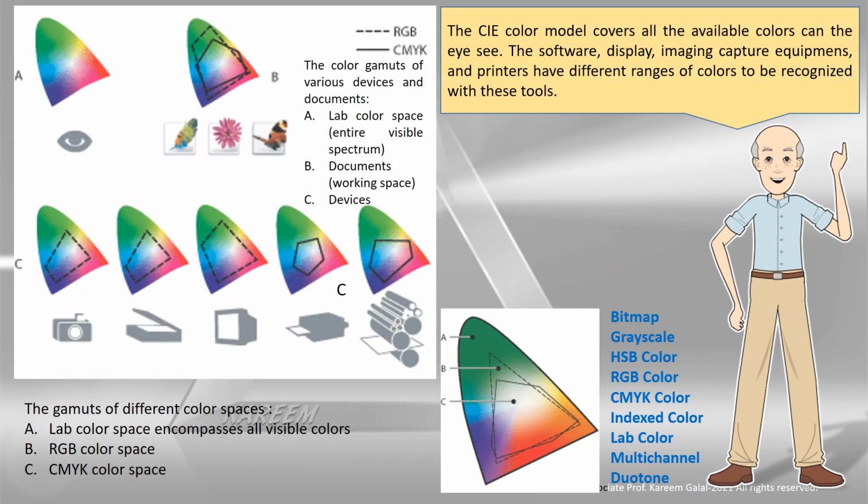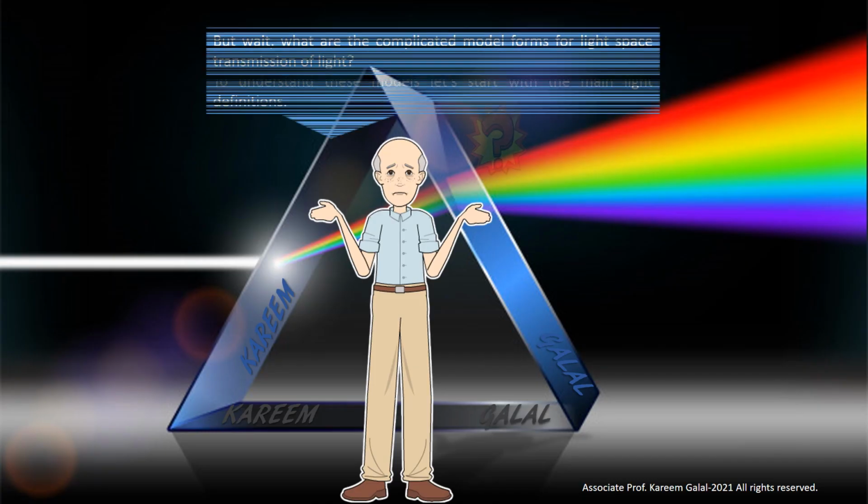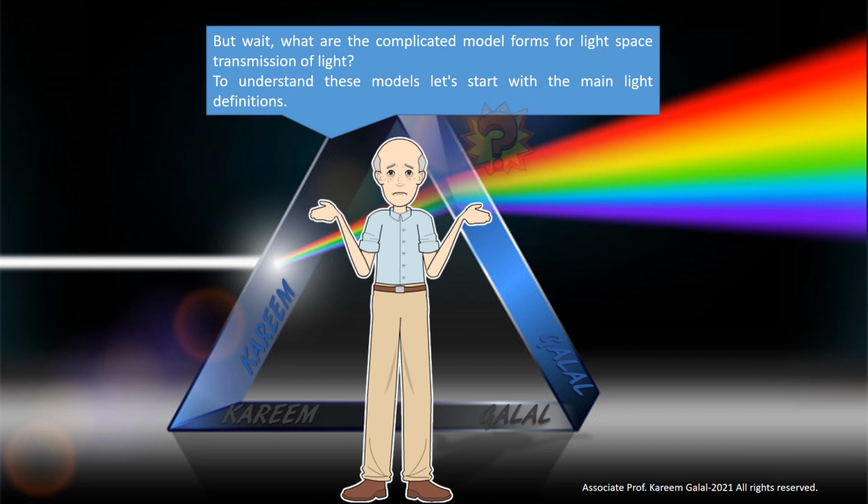The CIE color model covers all the colors the eye can see. The software, display, image capture equipment, and printers have different ranges of colors that can be recognized with these tools. This color range is called gamut. The differentiation between the color gamuts of the software, display, and printing tools is the main cause of the non-identical output colors. But wait, what are the complicated model forms for light space transmission of light?